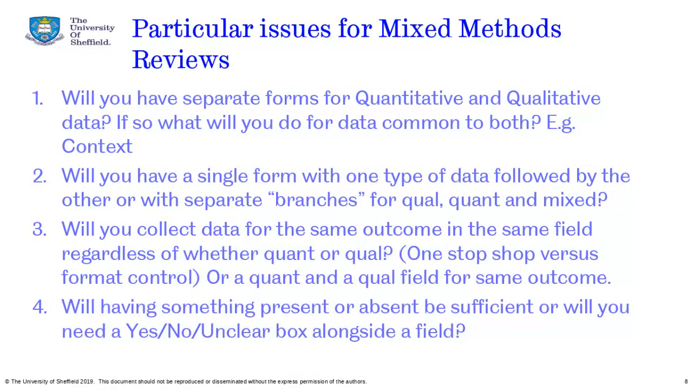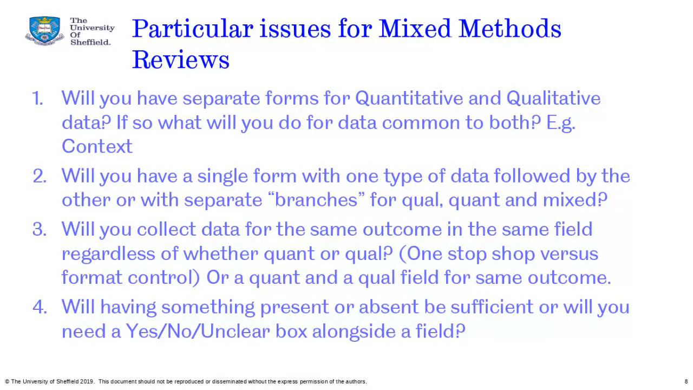A third consideration: will you collect data for the same outcome in the same field, regardless of whether it's quantitative or qualitative? So essentially using that field as a dumping ground, if you like, for relevant data on the same element. Or will we produce a quantitative field and a qualitative field for the same outcome? So that, for example, in the quantitative field, we have a pain score, and in the qualitative field, we have a person's experience of pain.